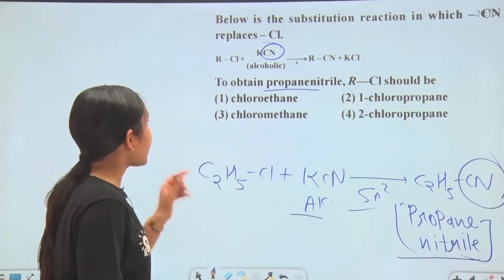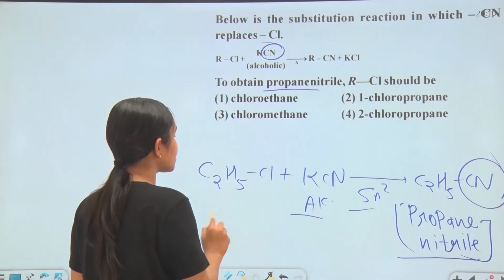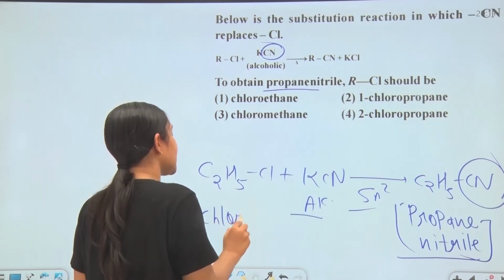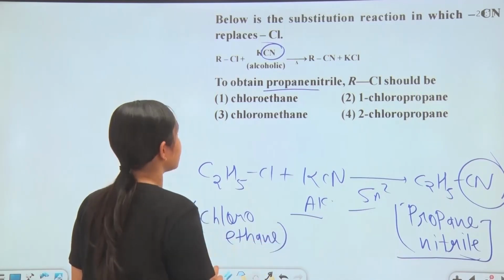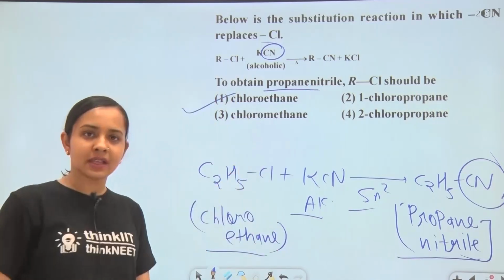So basically our RCl should be chloroethane, right? Option 1 is the correct answer.